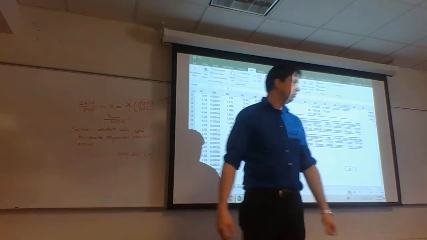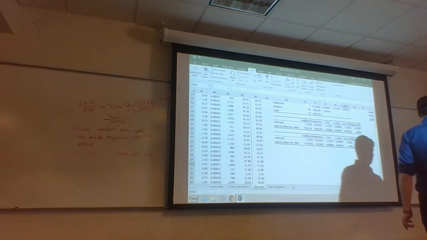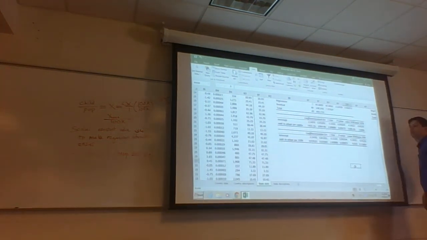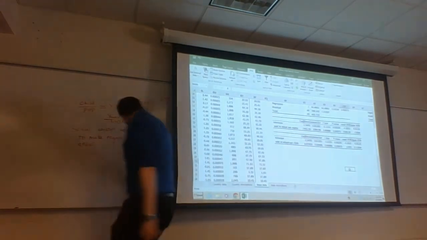Where the hell did my eraser go? I usually put it over here, and that's why I usually lose it. Oh, there it is. Yeah, it was just right there.